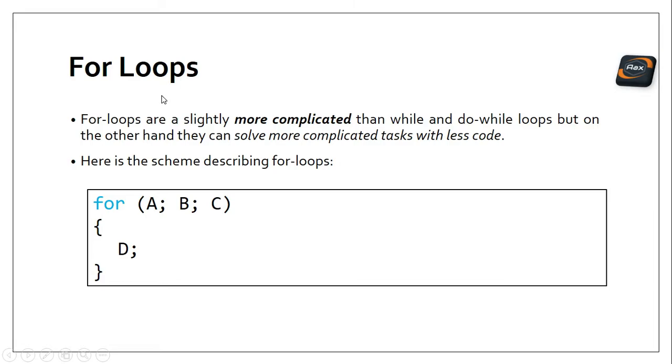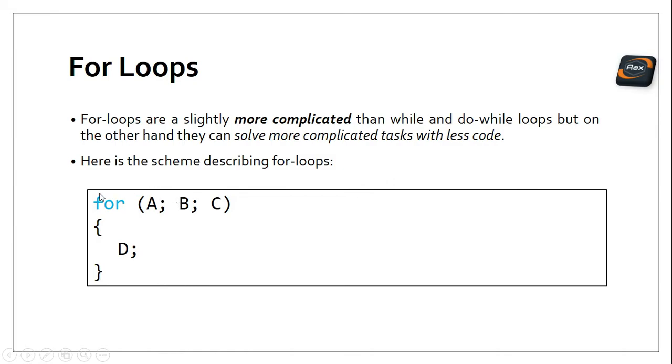For loops are a little bit more complicated relative to while and do while loops, but this helps you to solve more complicated tasks with less code. It has four elements: A, B, C, D. D is simply the body of the loop. A is the initializing block, B is the condition block, and C is the updating block. A helps you to initialize variables which are needed in the condition and in the updating blocks. You can use these variables also in D, which is the body of the loop.